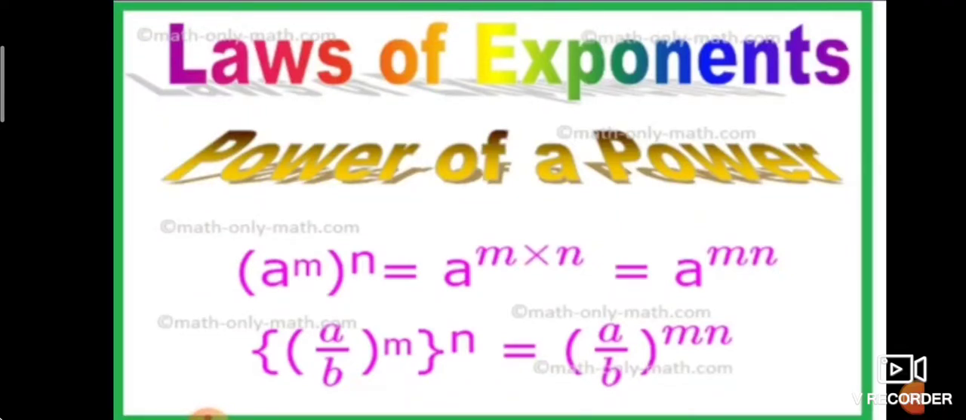Next, students, laws of exponents. This is called the third law: the power of a power. Therefore, a to the power of m whole to the power of n is equal to a to the power of m into n, that is a to the power of mn. Similarly, (a by b) whole to the power of m whole to the power of n is equal to (a by b) whole to the power of mn. This is called the third law of exponent.